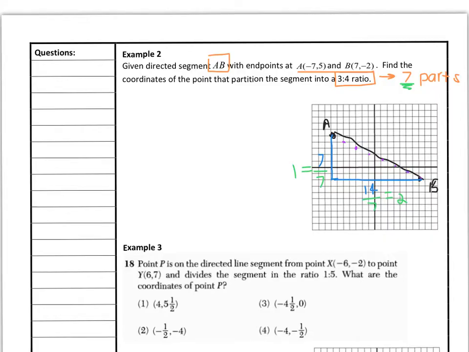Hopefully your points are actually on your line, because you clearly can see my line was not where my points were. So the last thing I have to do is figure out which point is 3 away from A, because my direction was going A to B. So I started at A, 1, 2, 3 spots right there. And my coordinates of that would be -1, +2.